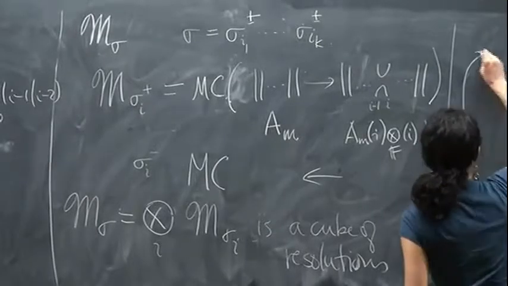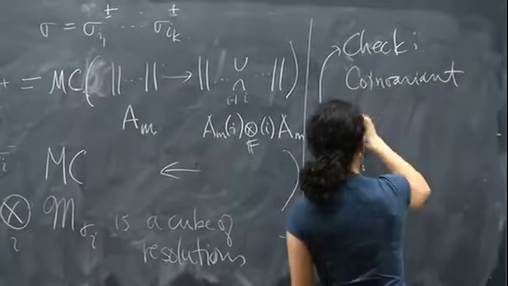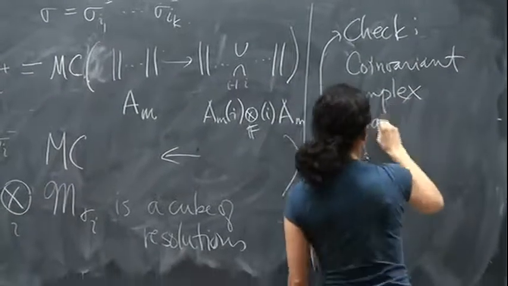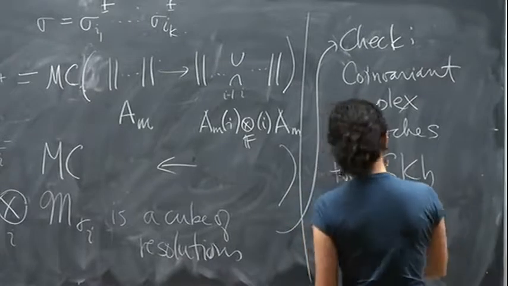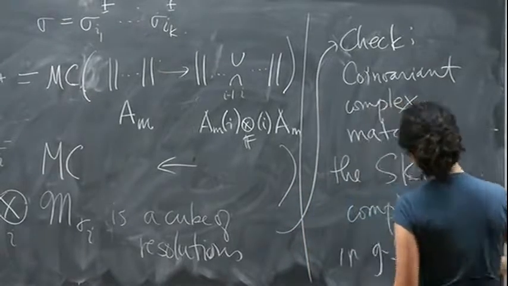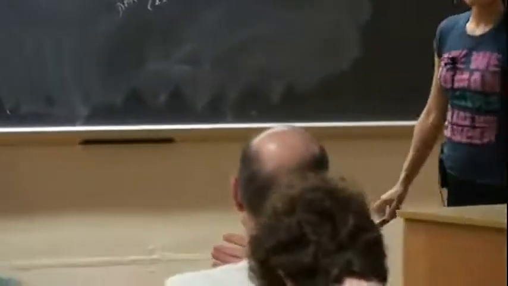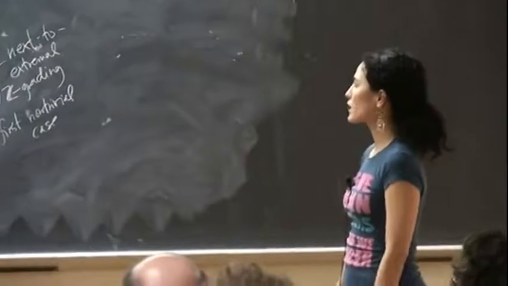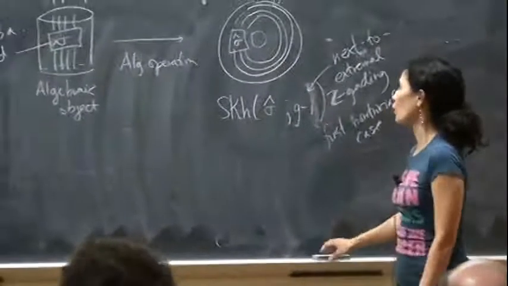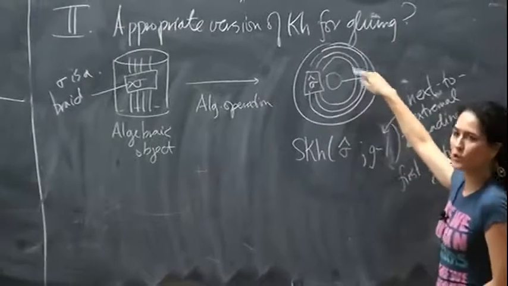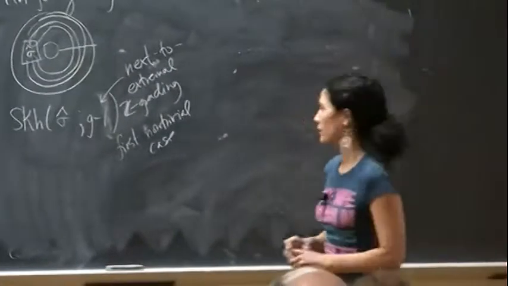So we check the co-invariant complex, not just the sutured Khovanov complex, in that particular grading. So it's the grading where, if you cut, you can have at most one backtracking resolution.